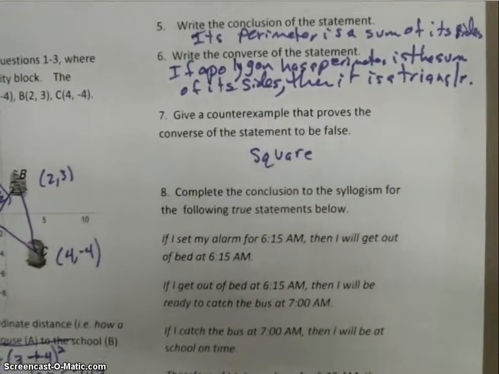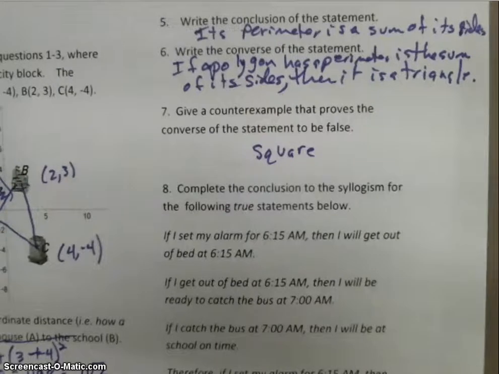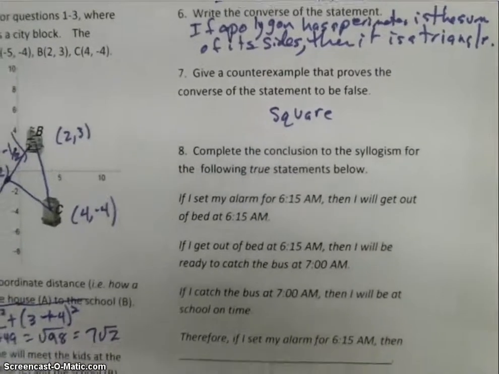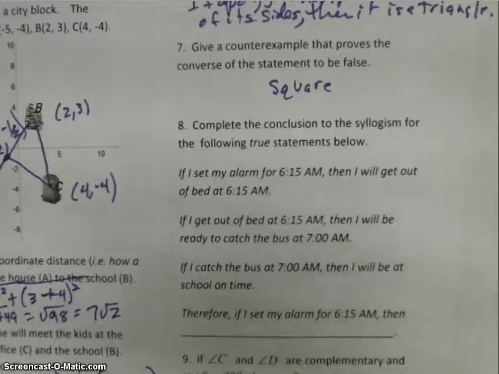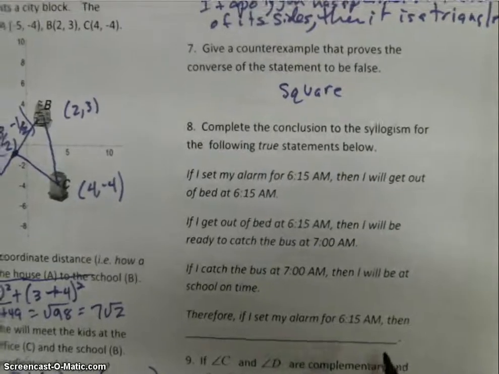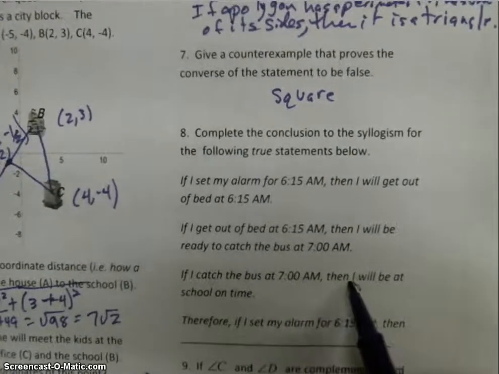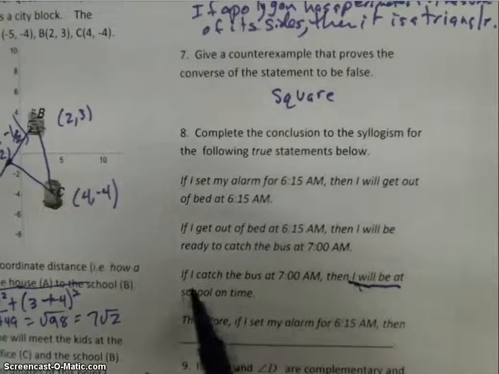Question number 8. Complete the conclusion to the syllogism for the following true statements below. If I set my alarm for 5:15 a.m., then I will get out of bed at 6:15. If I get out of bed at 6:15, then I will be ready to catch the bus at 7. If I catch the bus at 7, then I will be at school on time. Therefore, if I set my alarm, then, and my conclusion would be the then in this statement, I will be at school on time.